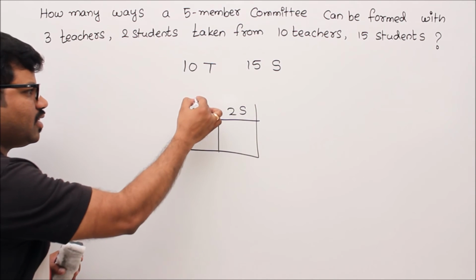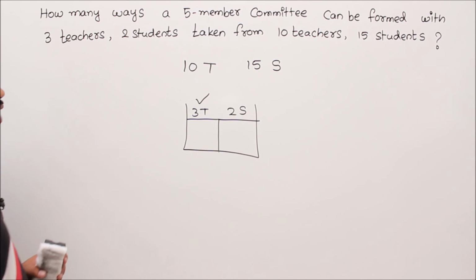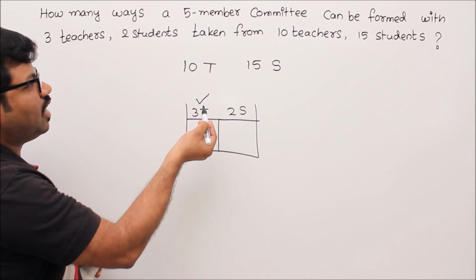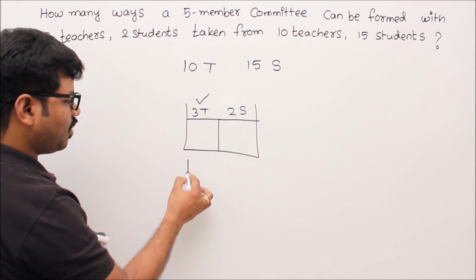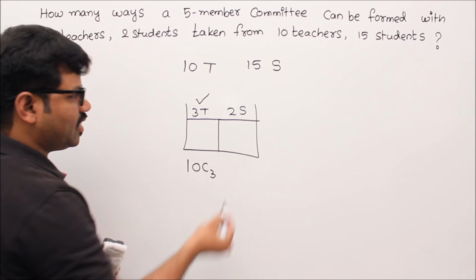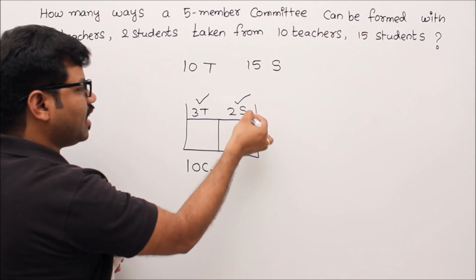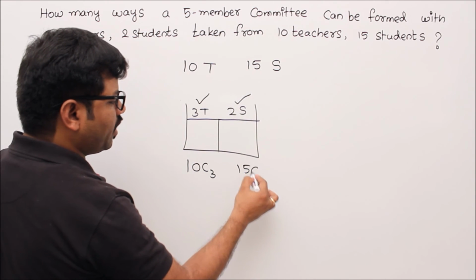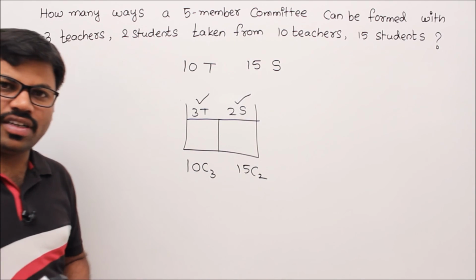Let's do this part first. How many different ways can you select 3 teachers out of 10 teachers? It's a selection problem, so 10C3 ways. Similarly, how many ways can I select students? It is 15C2, because the total number of students is 15.